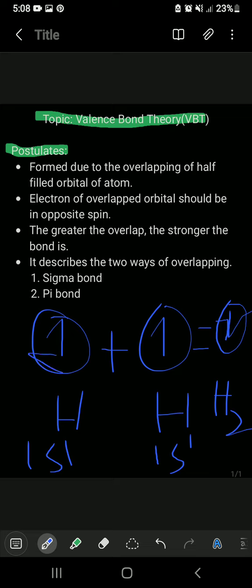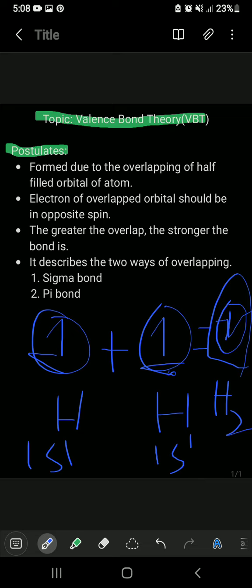This is a half-filled orbital and this is also a half-filled orbital. When they both combine, they make a molecular orbital in which the octet rule has been completed. Now we talk about the electrons. Electron spin must be opposite in the molecular form but not in the atomic form.